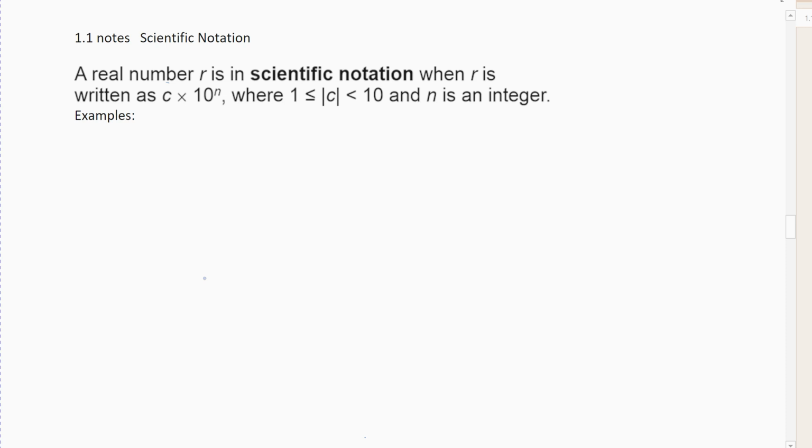How many times I move the decimal, well, that's what the n is. N is always an integer. And it's a positive integer if my number is a very large number. So I'm moving my decimal to the left to go from a really large number to a smaller number, so I need to multiply by 10 raised to a positive.